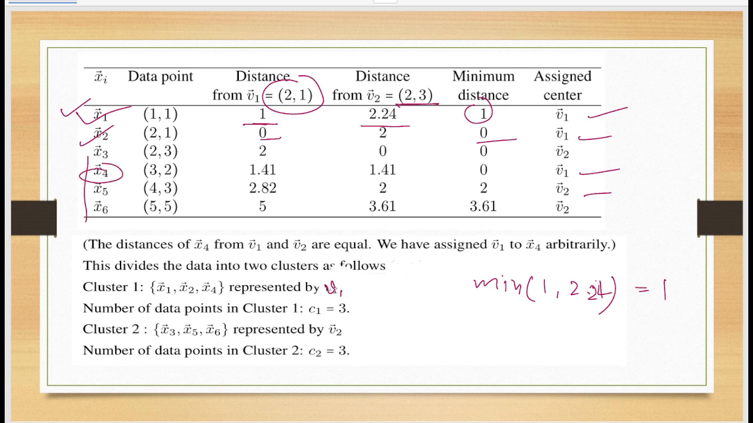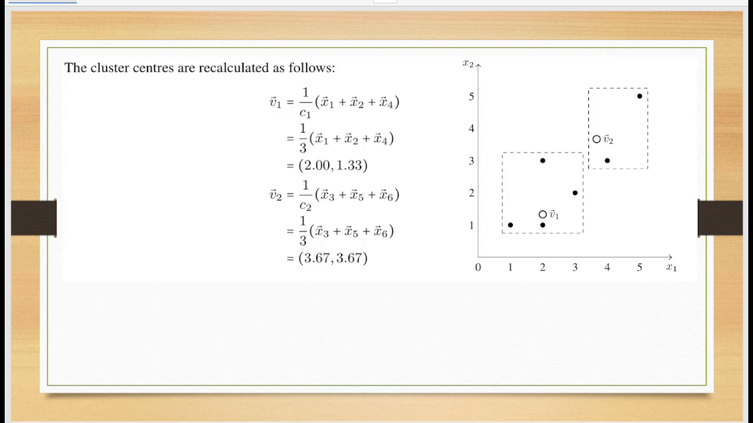So these belong to the C1 cluster, and the total number of points in C1 is 3. Similarly, we check with respect to v2, and we have x3, x5, and x6 assigned to v2, the C2 cluster. So in C1 and C2 we have 3 points each. Now we calculate the mean value, that is, the centroid value, for each.